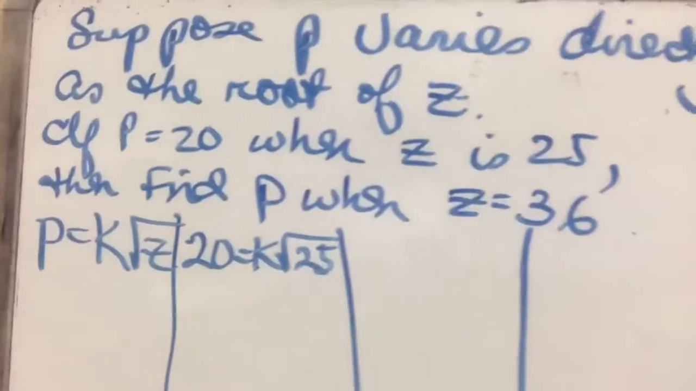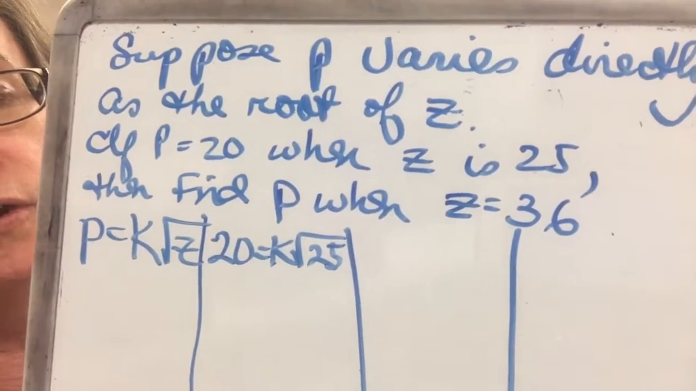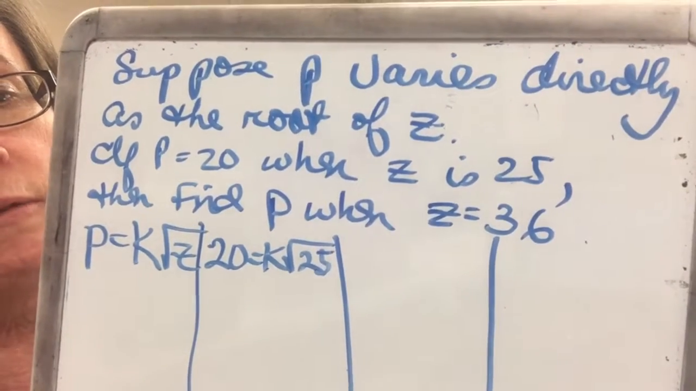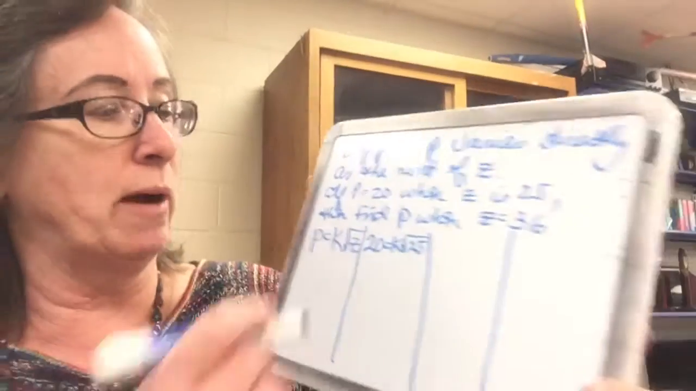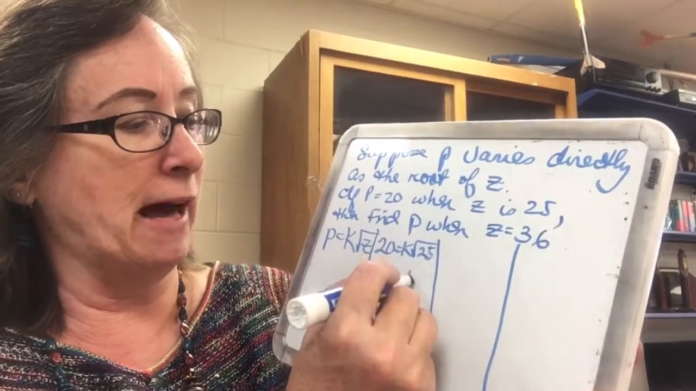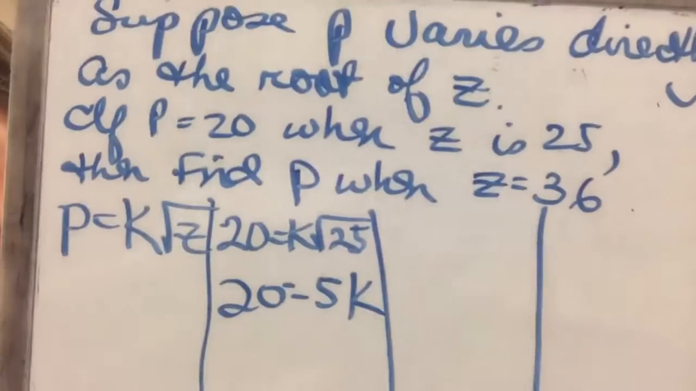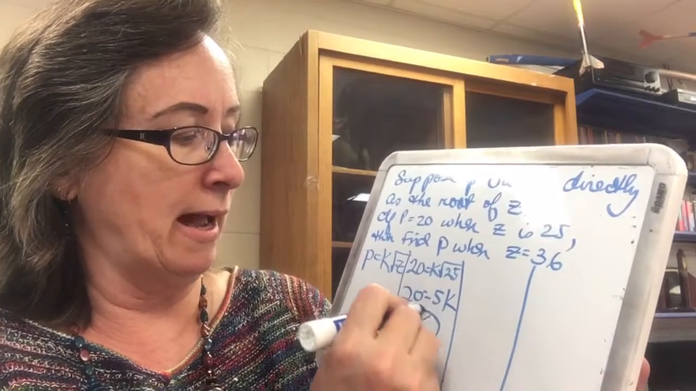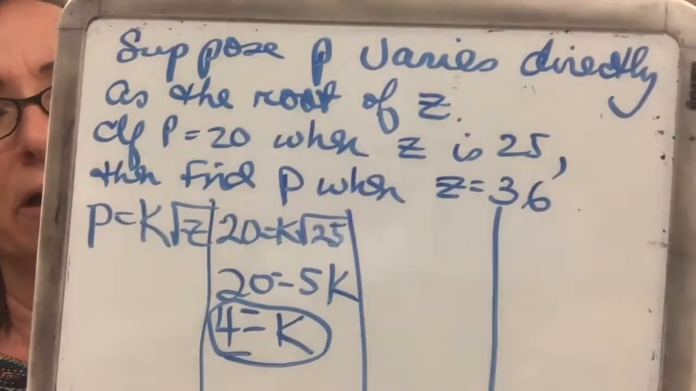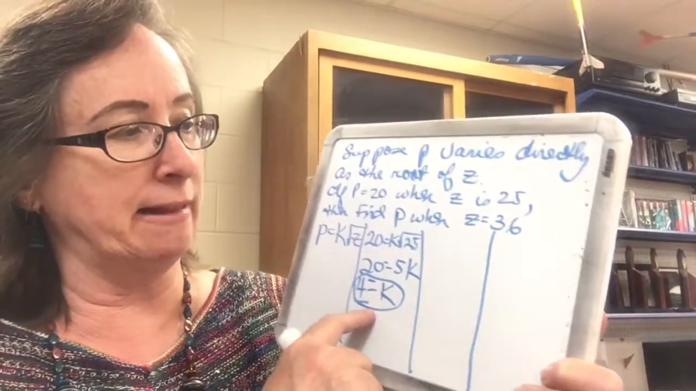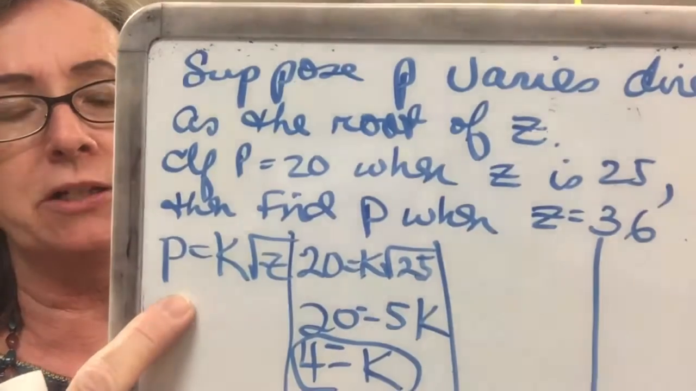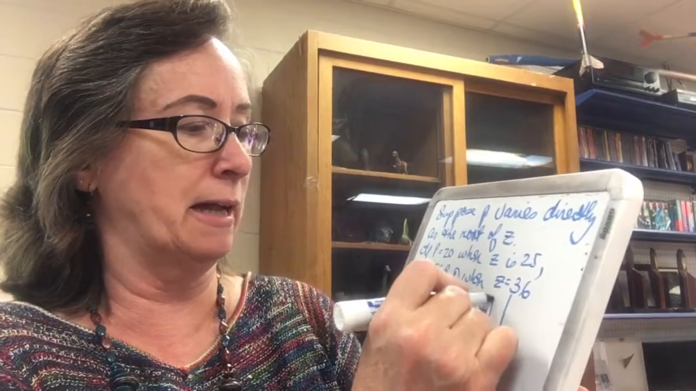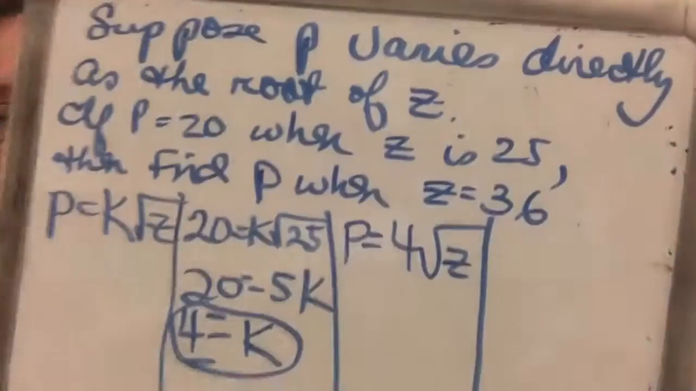So I fill into my equation those little facts they gave me. And then the square root of 25 is 5. So I wind up with 20 is 5k, or k is 4. So I have solved for k. K is 4. So now the third step is to take the k and put it back into my original equation. So that is going to be p is 4 times the square root of z.